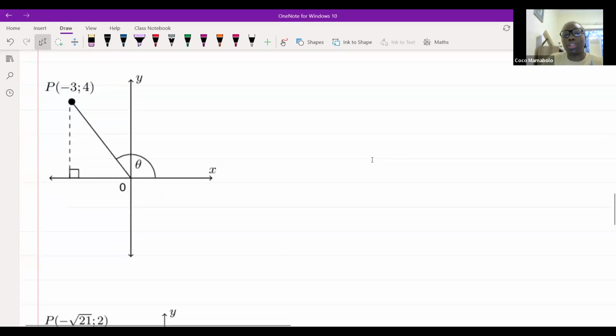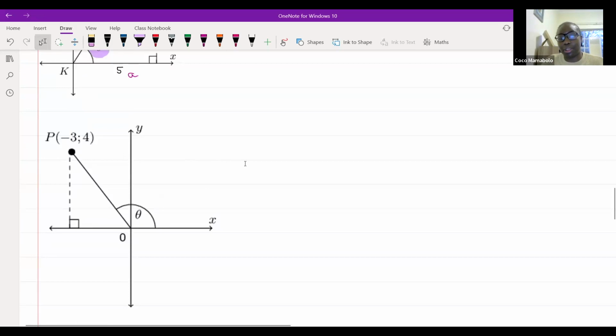Okay. I want us to note something in this particular question. I want us to note that everything has been shifted in that direction. So our angle is no longer an acute angle. It is an obtuse angle. Yes? Because it's larger than 90 degrees and it's less than 100.